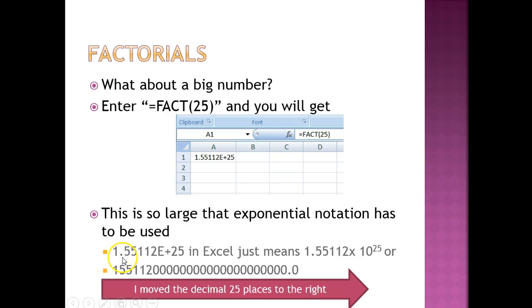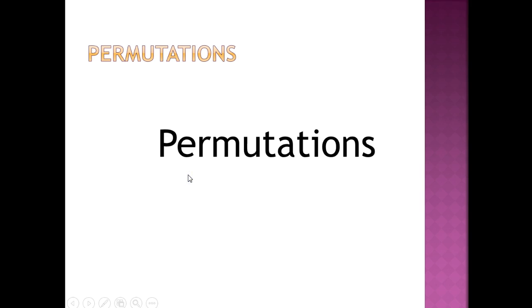You just take that decimal and move it 25 places to the right. I cannot read that number. It's so huge. But Excel nails these every time. 25 factorial is a very large number.